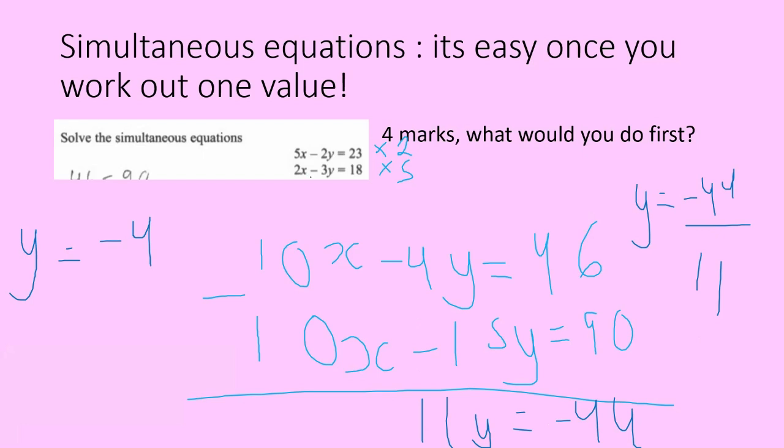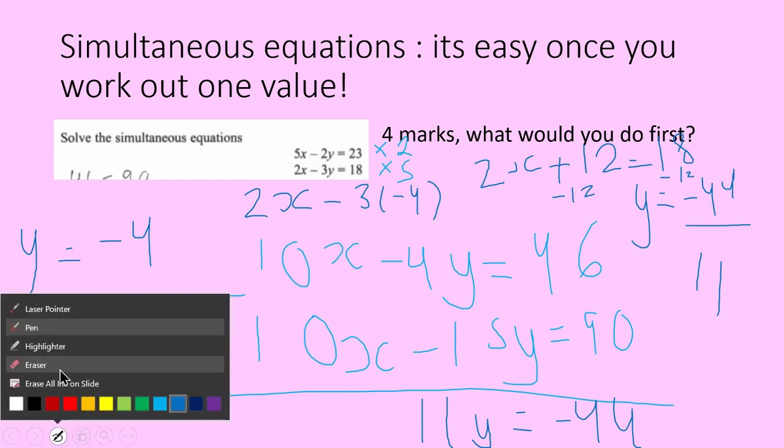Now to solve x, we can just substitute y into any of these equations. I'm just going to put in the bottom one because we've got 2x. So 2x minus 3 times minus 4. So 2x minus 3 times minus 4 is plus 12, is 18. So we're going to do minus 12 on both sides. Oops, getting a little bit messy.